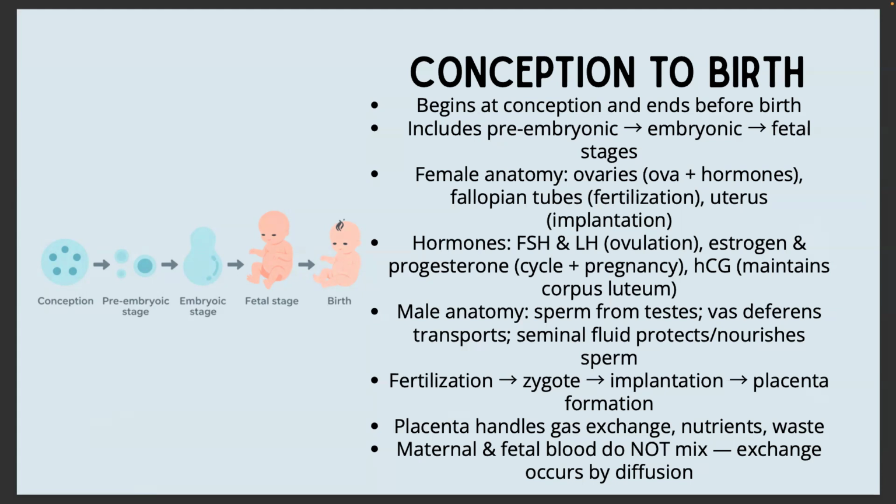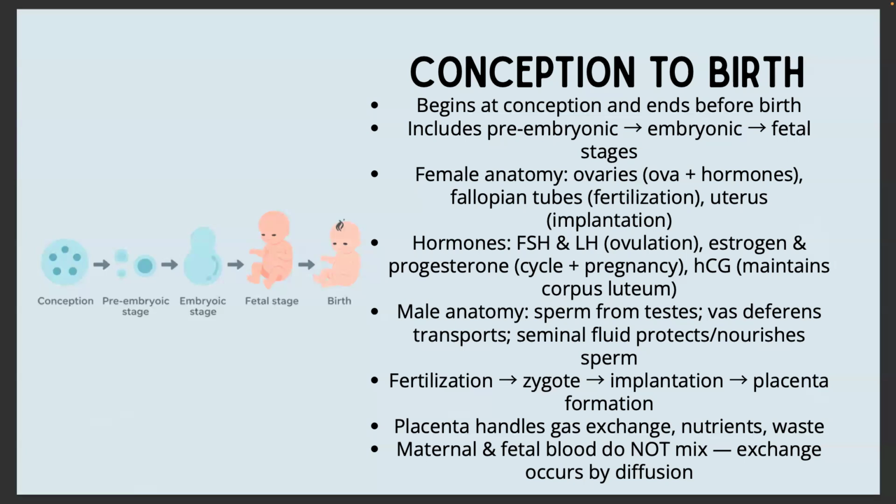All of these hormones help regulate ovulation and early pregnancy. The male anatomy doesn't really help much in pregnancy. Mine is contributing sperm, which is produced through the testes, transported through the vas deferens, and it's suspended in that seminal fluid, which helps really nourish and protect those little swimmers.